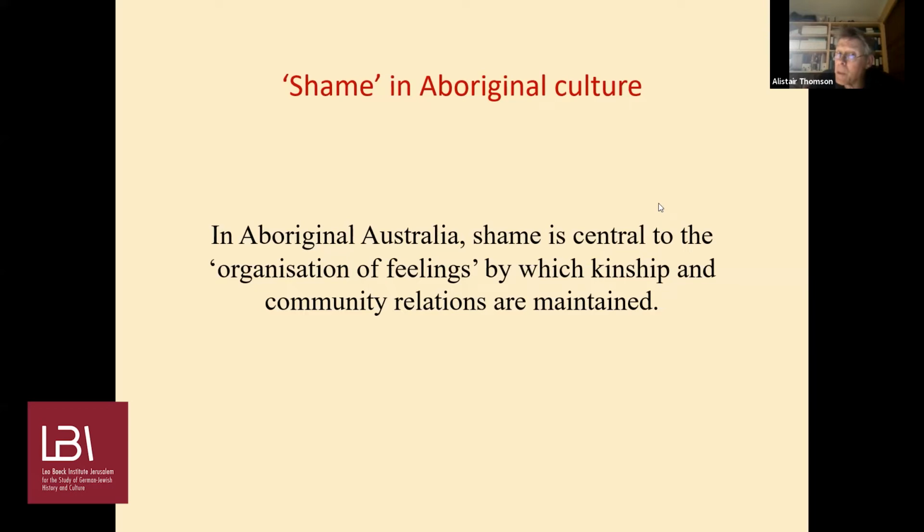Being singled out from the mob, from the Aboriginal mob, can be a cause for shame, as it was for Arthur, as a black country kid in the town school, or when he anticipated becoming the new worker at a media company in Broome. The potential for shame generates a range of emotions and behaviours such as shyness, embarrassment, or modesty. So in Aboriginal Australia, shame is central to the organisation of feelings by which kinship and community relations are maintained.